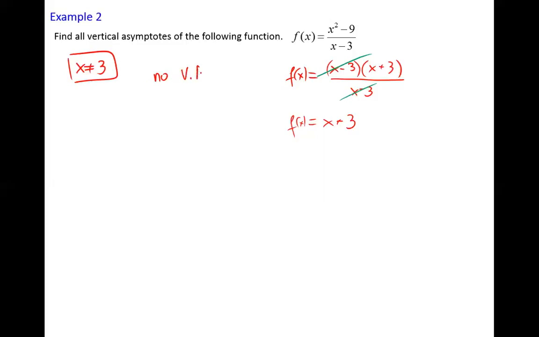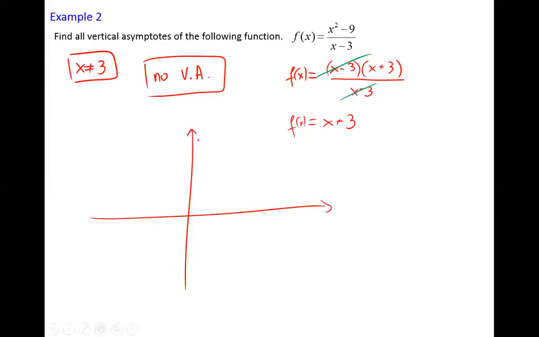That's why I think this function doesn't have a vertical asymptote. No vertical asymptotes. And what is the graph of the function? We can also draw it. I reduced the function to the linear function x plus 3. The function x plus 3 looks like that. Y-intercept 3, x-intercept negative 3. But what is important, this is still not the correct graph. This line is not defined at 3. That means for x equals 3, I have no value. I can draw it again. The function will have the point removed. It's not an asymptote, but the value is removed.